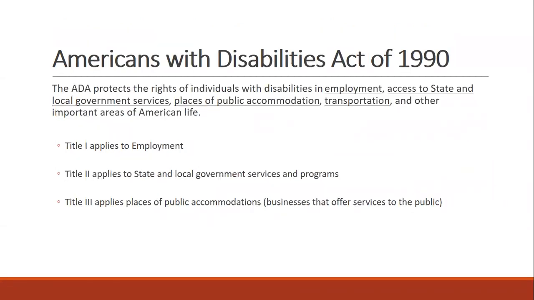And there's also the ADA of 1990, which is the Americans with Disabilities Act. The ADA protects the rights of individuals with disabilities in employment, access to state and local government services, places of public accommodation, transportation, and other important areas of American life. It has three titles. Title I applies to employment, which is what we're focusing on here. Title II applies to state and local government services and programs. And Title III applies to places of public accommodation and businesses that offer services to the public.